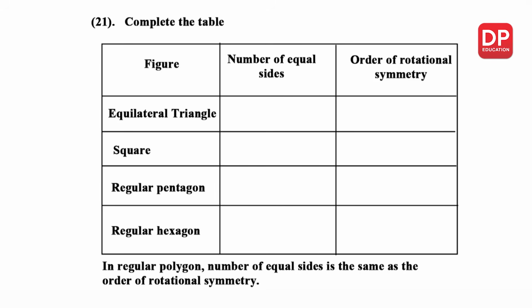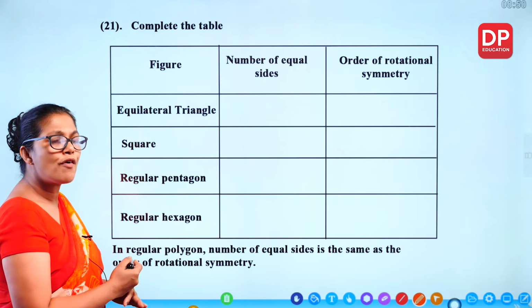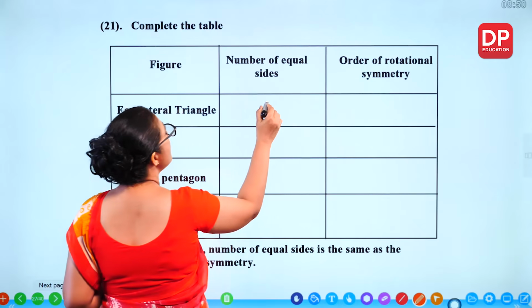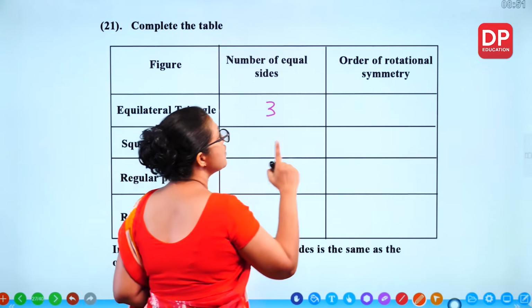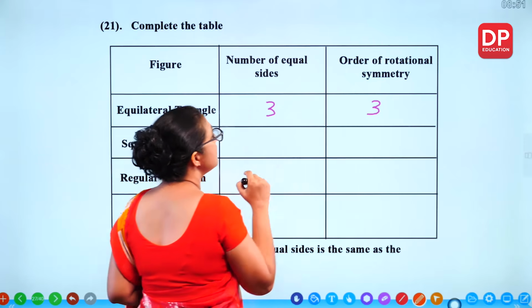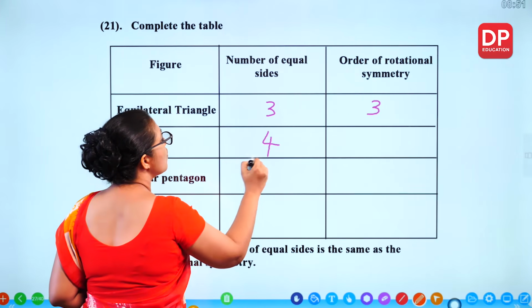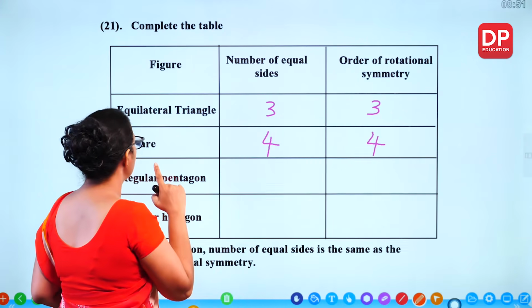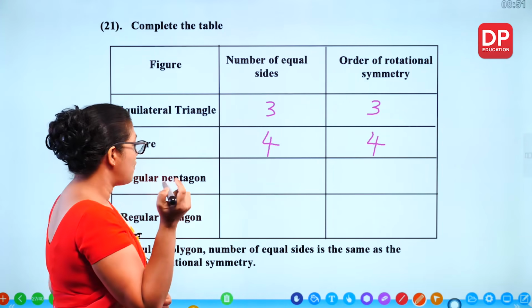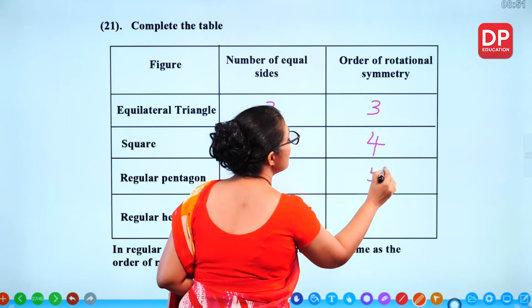Complete the table. Equilateral triangle: number of equal sides, we know 3 equal sides are there, and we found the order of rotational symmetry is 3. Square, 4 sides are equal, order of rotational symmetry is 4. Regular pentagon, 5-sided figure, all sides are equal, you get 5.